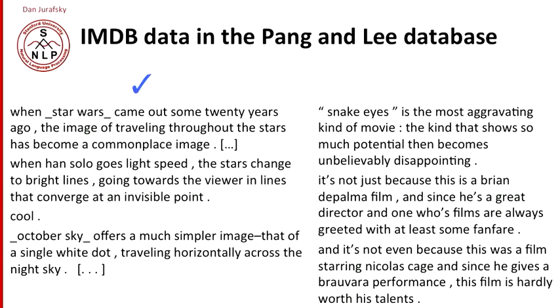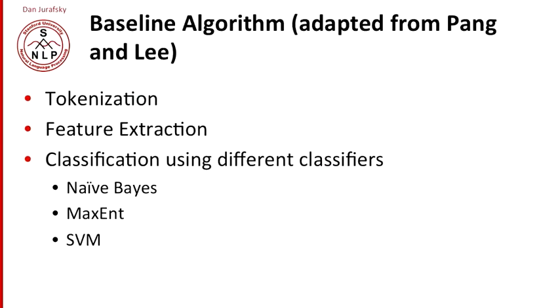Hopefully, you decided that the first one is positive and the second one is negative. And the way you would decide that is words like aggravating and unbelievably disappointing for negative and cool for positive. So these are the words that are going to help us in the classification task. And the baseline algorithm itself has a number of steps. We're going to start by tokenizing the words in the review itself. Then we're going to extract features, and the features we're going to look at mostly are words themselves. And then we'll take these features and apply them in a classifier.